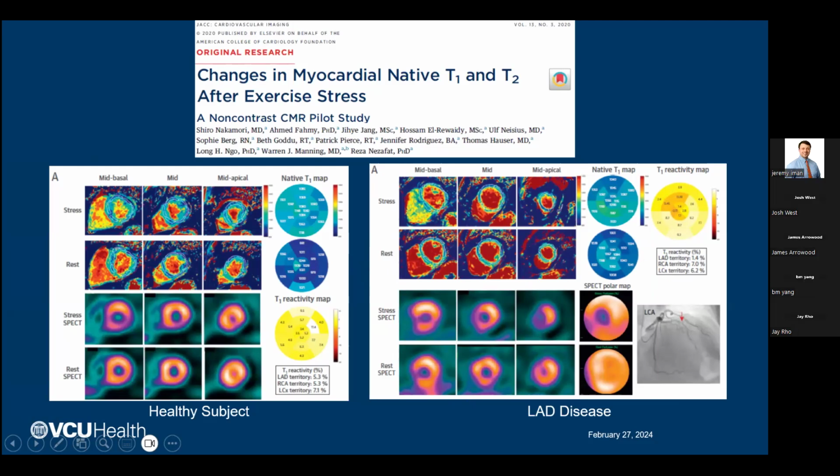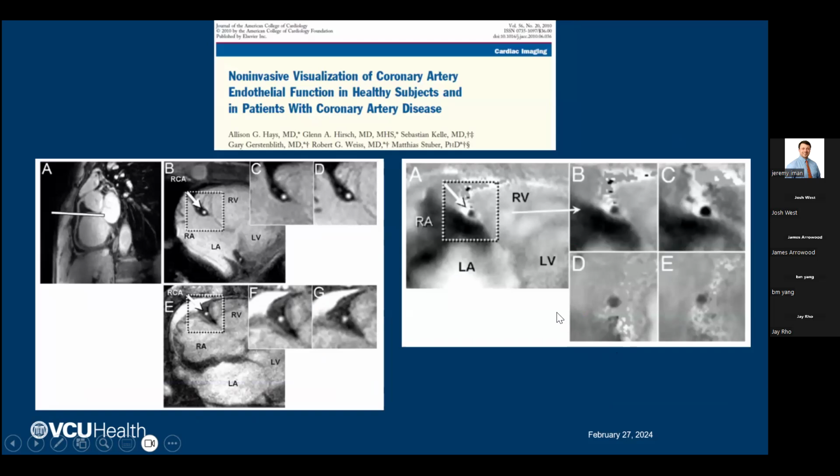Take that in contrast to a patient with LAD disease, where you can see a blunted rise in T1 values with exercise in the expected LAD territory. So very interesting pilot data. I'm very interested to see this be developed further.